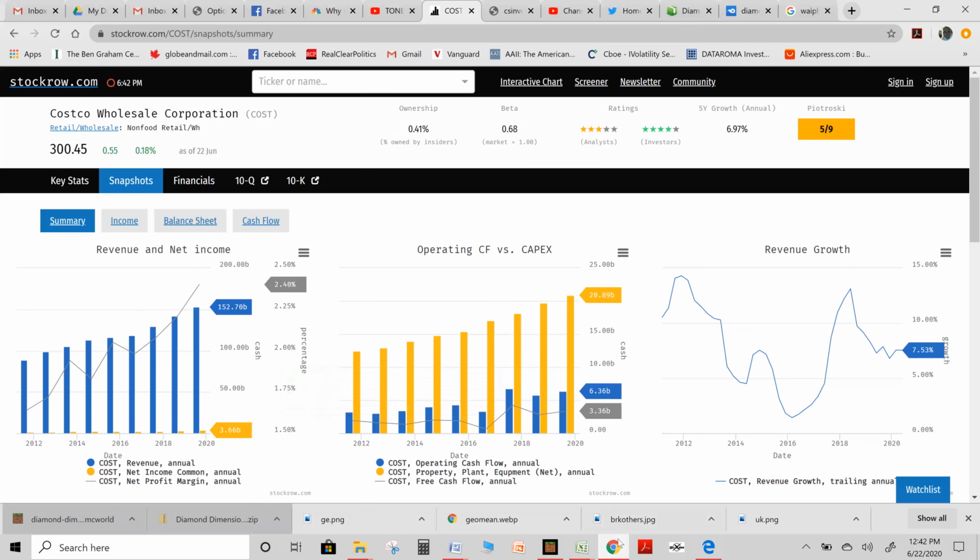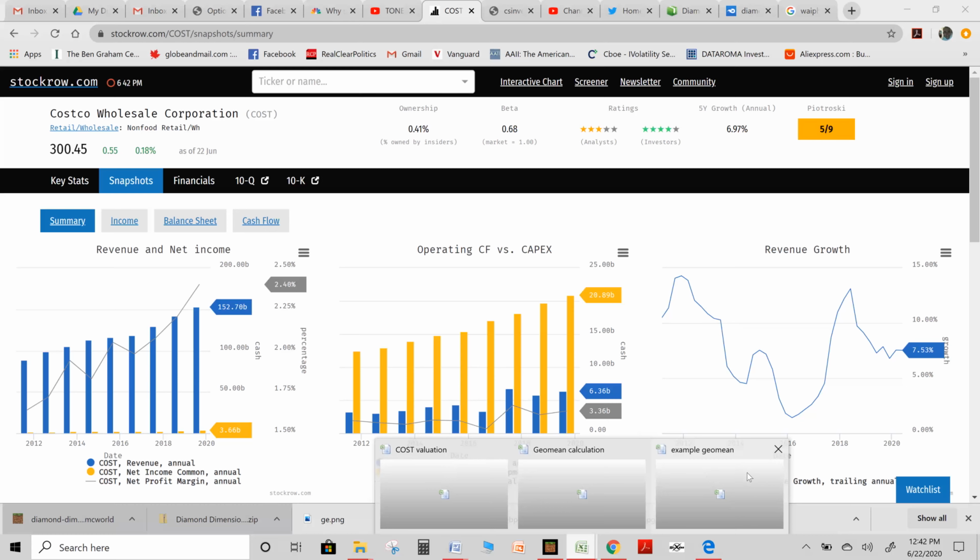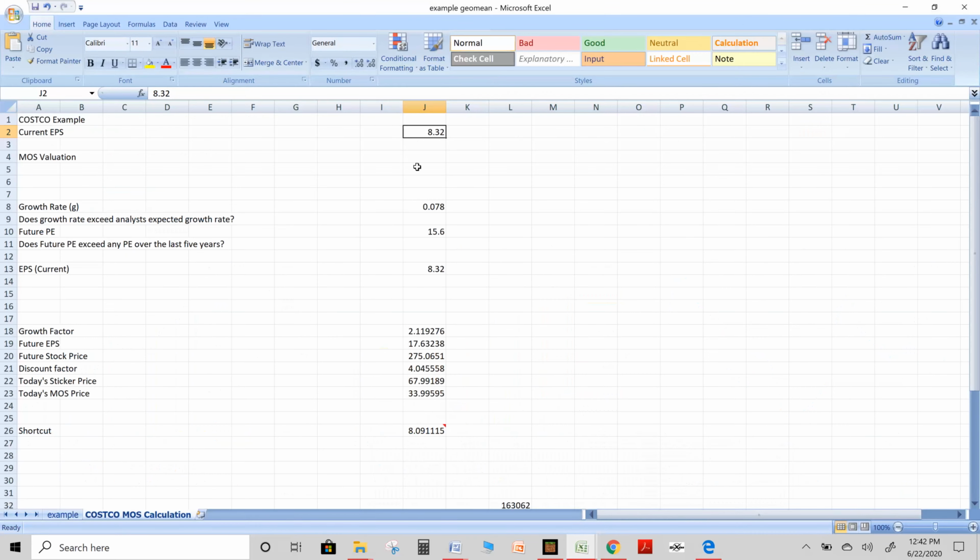All right. So back to the task at hand, I got my earnings per share of $8.32. So I've got that put in right here. So as I mentioned, I'm going to use 7.8% growth rate. I'm putting that in decimal form, 0.078. And then we've got to do a check here.